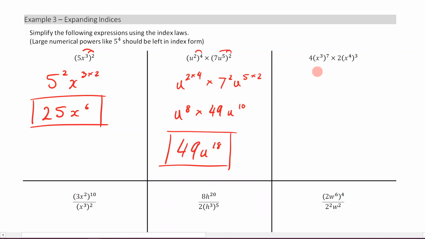Let's come over here. This 4 is on the outside, so we just leave it there. And this is going to become x to the 21 times 2. This is going to become x to the 12 because 4 times 3 is 12. So as you can see, I'm just multiplying these indices. Now I'm going to go 4 times 2 is 8. And because these are the same base, I'm going to add these together. So it's going to be 21 plus 12, which is going to be 33.